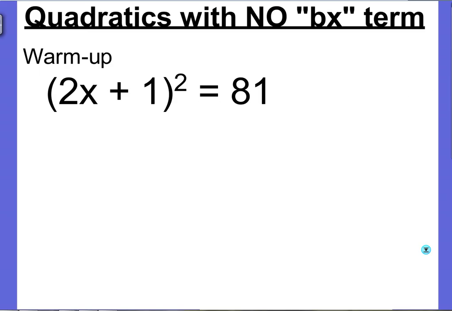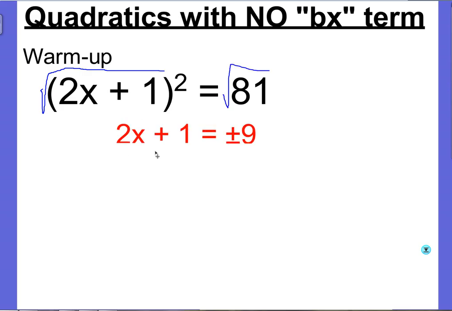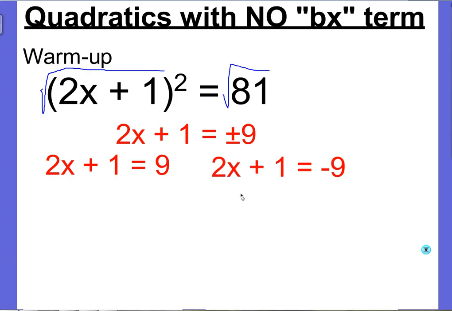First, you are taking the square root of both sides. And I get 2x plus 1 equals plus or minus 9. And the plus or minus is really important because if you don't write the plus or minus, then you don't have the next step, which is to take the 2x plus 1 and split it into two equations. One where it equals positive 9, and another one where it equals negative 9.